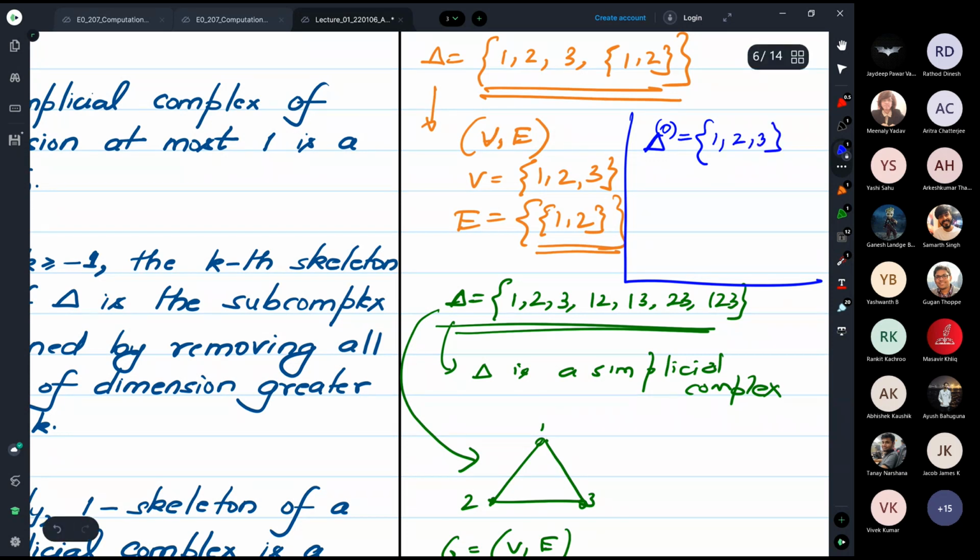Very good. So I have to throw away all faces of dimension greater than 0, right? I hope you agree that I have thrown away this, this, this, and this, and whatever remains is this.